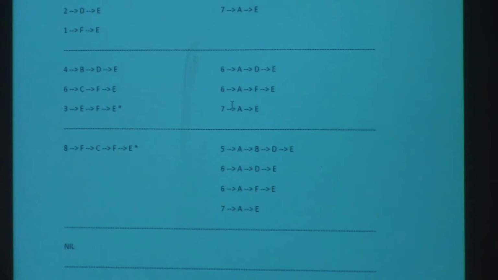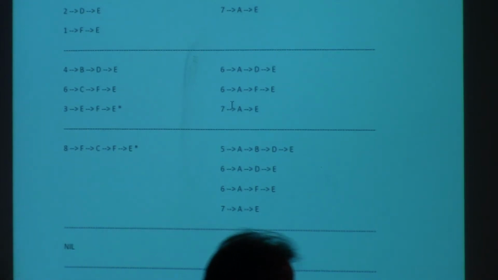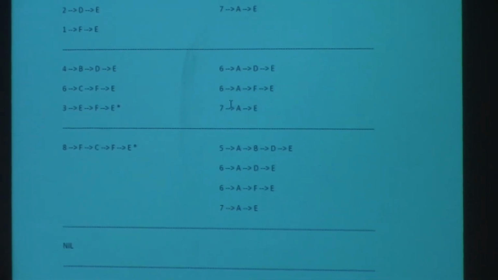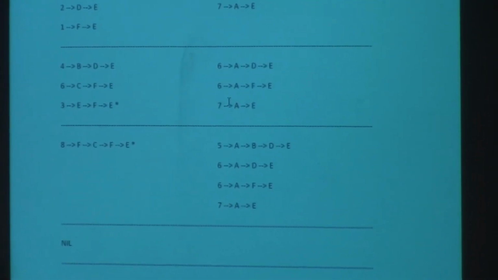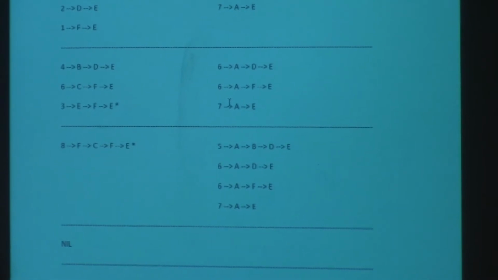If the average number of edges in a graph is 2, and I have 10 vertices, then how many edges do I have?